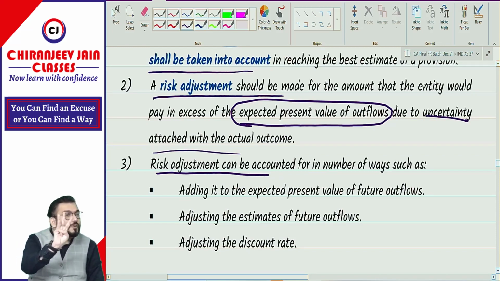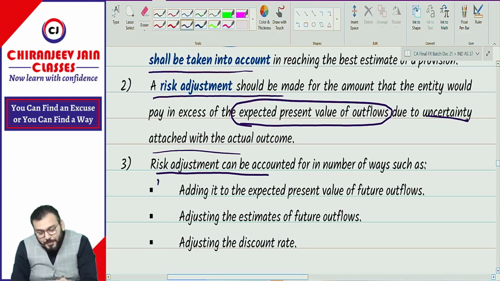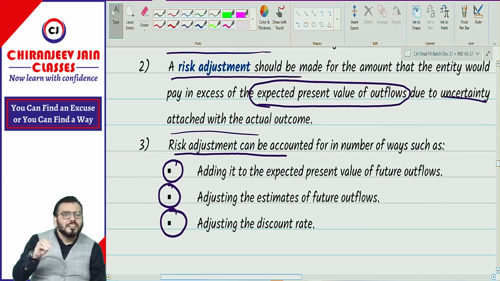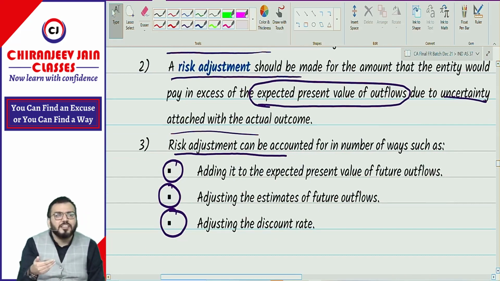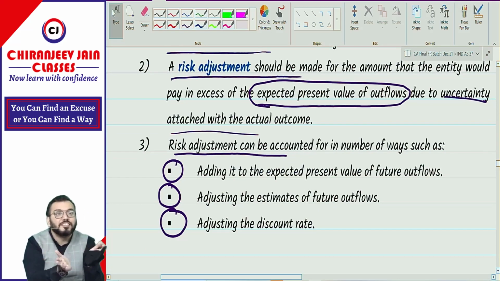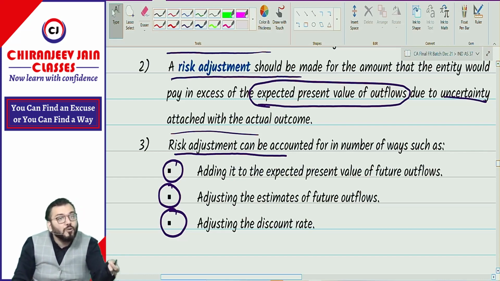So they have given how many ways? 3 ways for the risk adjustment. Means from examination point of view, very, very easy. Practically, this may be difficult in some circumstances, how to identify the risk and uncertainty. But from examination point of view, they will give you the risk adjustment. Now, how to apply that risk adjustment, that we need to understand.